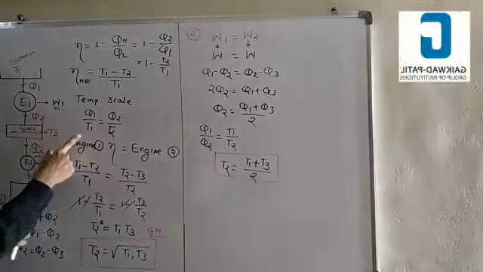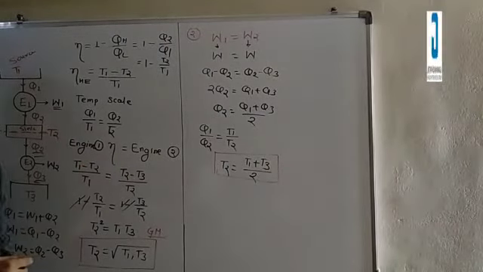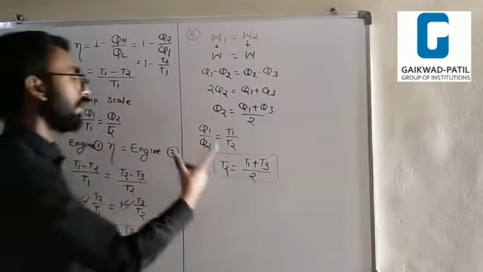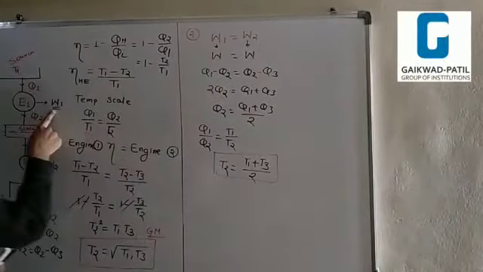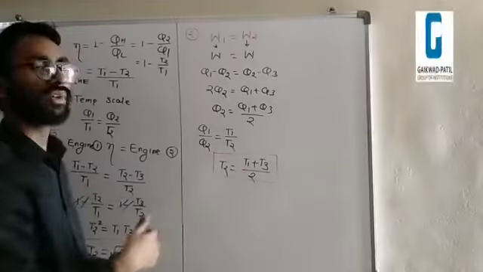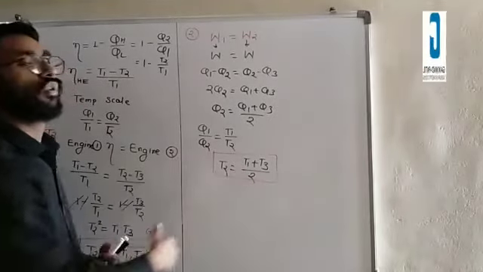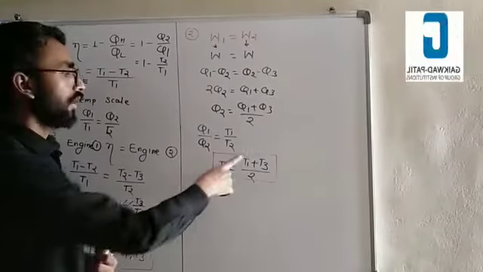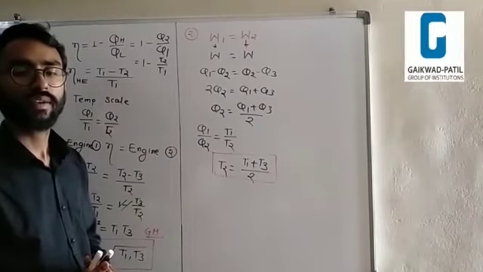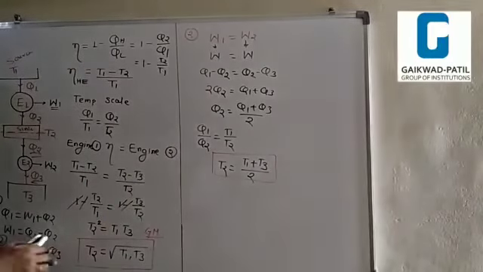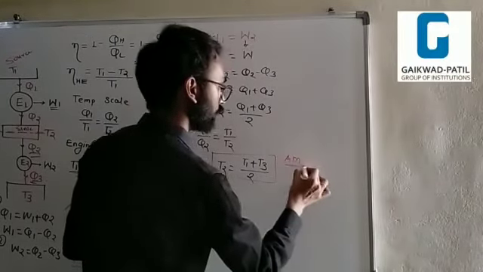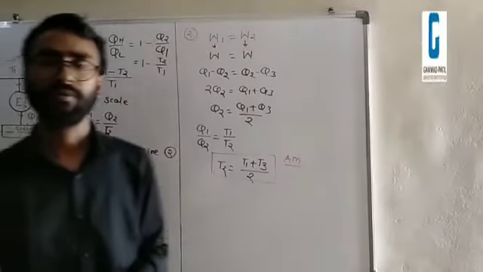Now condition number 1 is when the efficiency of engine 1 equals that of engine 2, then हमारा intermediate temperature कुछ इस तरीके से हम find out कर सकते हैं. And अगर the conditions are that work produced is equal for engine number 1 and engine number 2, then you can definitely find the intermediate temperature by this formula: T2 is equal to T1 plus T3 divided by 2. And this one is known as the geometric mean and this one is known as the arithmetic mean. Okay, thank you.